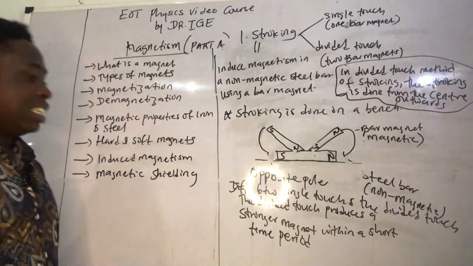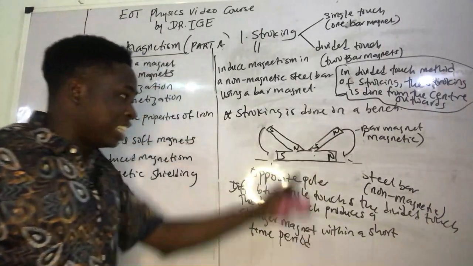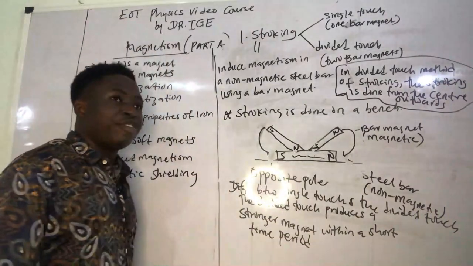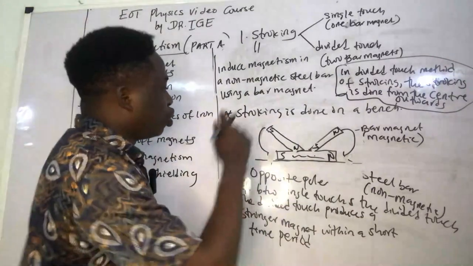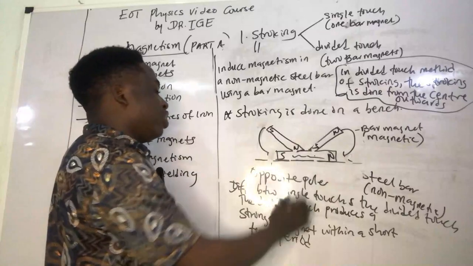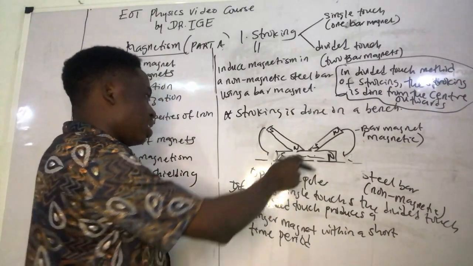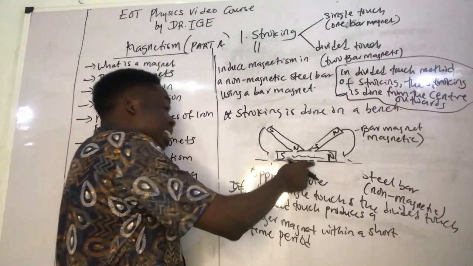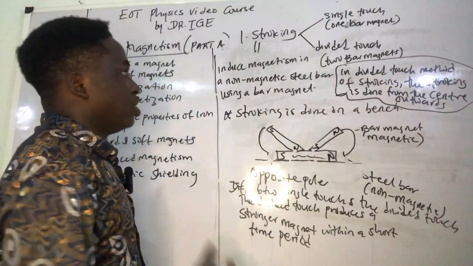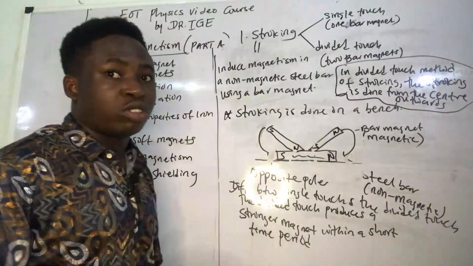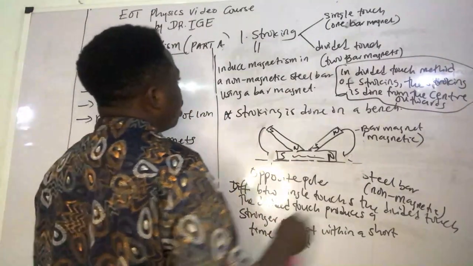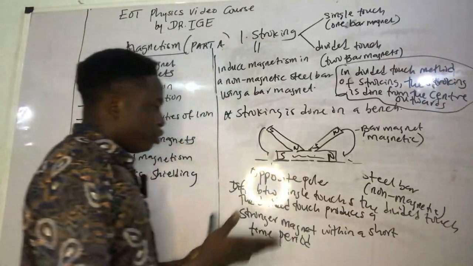Regarding the divided touch, this one produces what? A stronger magnet on this steel bar. So if you are given 10 minutes to induce magnetism on this steel bar, and you use either the single touch or the divided touch, you discover that the magnet you get from the divided touch will be a stronger magnet. You understand? So that's it about stroking. I believe you caught that. So let's go to the next method. I don't think I forgot anything here.